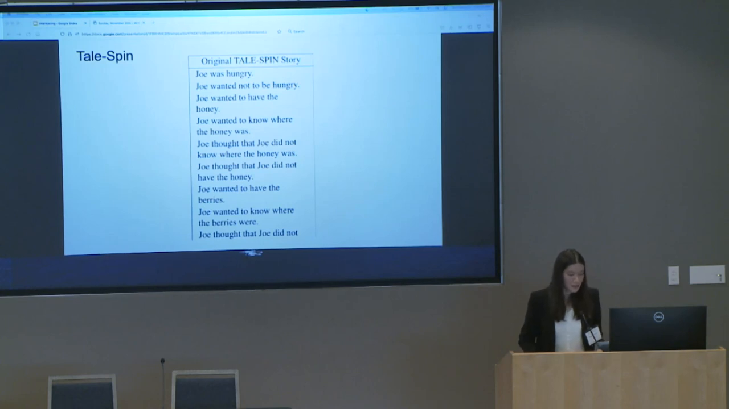And so Tailspin uses planning and structures that are represented in conceptual dependency as chains of causes and effects from Schank's work in the 70s. And on this slide is an example of a Tailspin story. Just pretty simple.